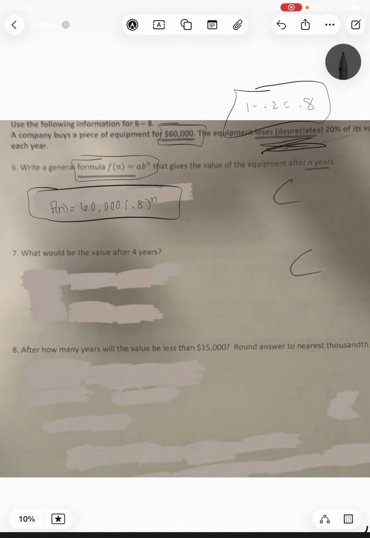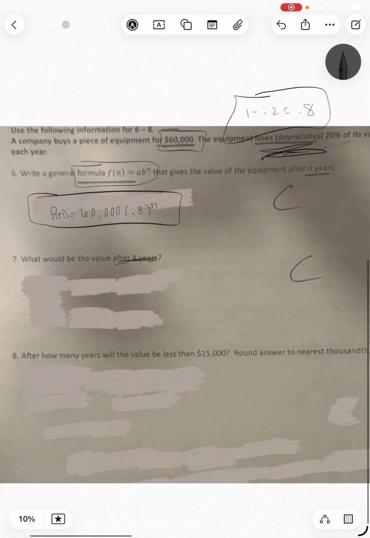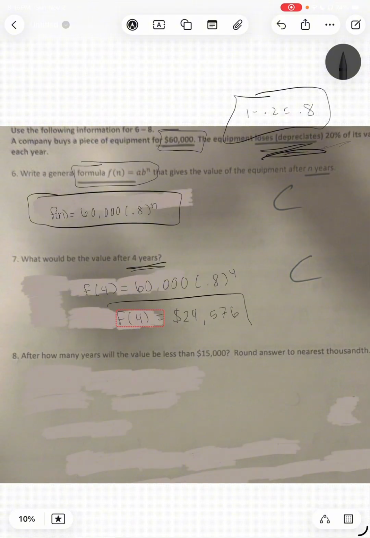What would be the value after 4 years? Okay, that is f of 4, 60,000 times 0.8 to the power of 4, which gives us $24,576. All right. Remember, you can use your calculator.